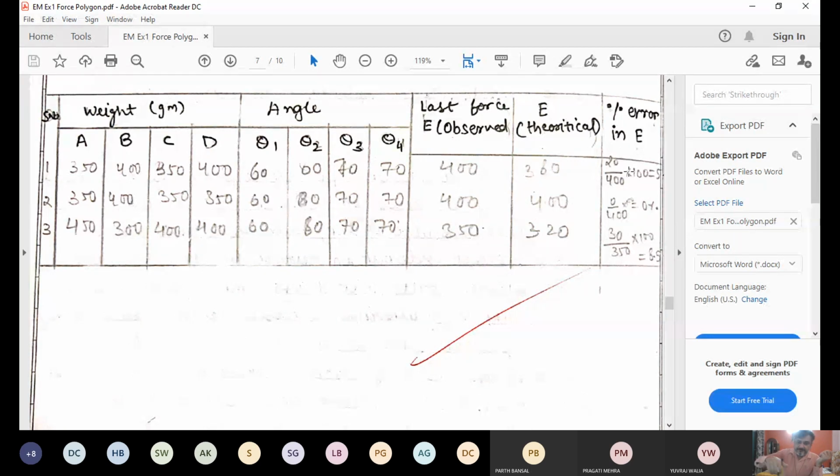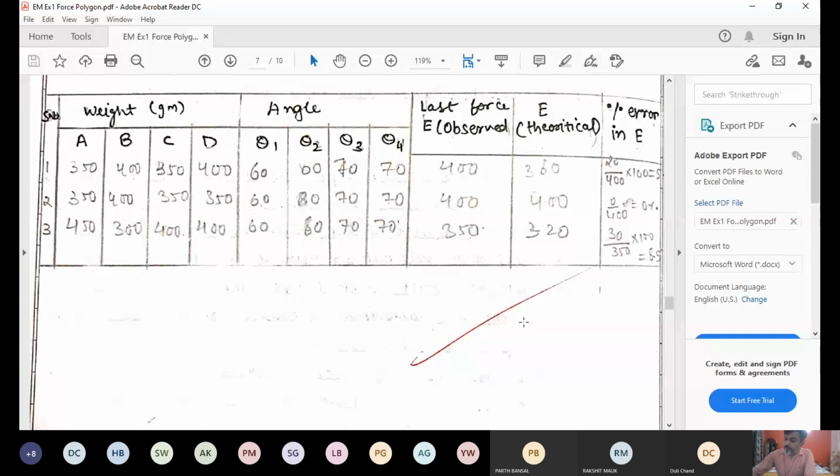This table, I think it's 80 degrees, sir. Theta 2 is, sir, 80 degrees. It has probably been slightly erased there, sir. Yes, 80 degrees. Okay, 80 degrees. Theta 1 is 60 degrees. You got it? This is the value of the random forces.